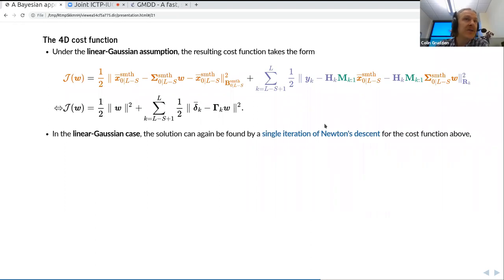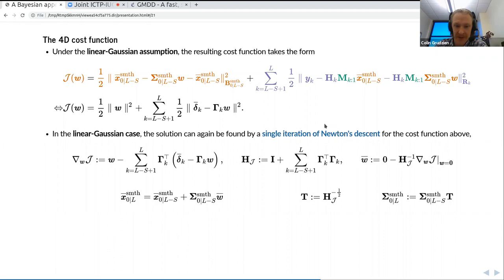And in the linear Gaussian case, the solution can again be found by a single iteration of Newton's descent algorithm from optimization, where for the cost function above, again, this is just to flash some equations, the derivation can be done, or you can look at the derivations in the manuscript. This is just computing the gradient, computing the Hessian. We have our single iteration of Newton's descent.